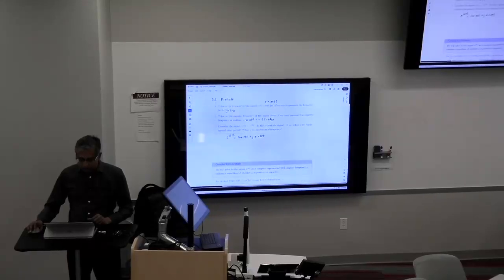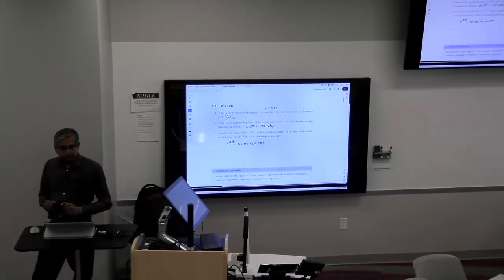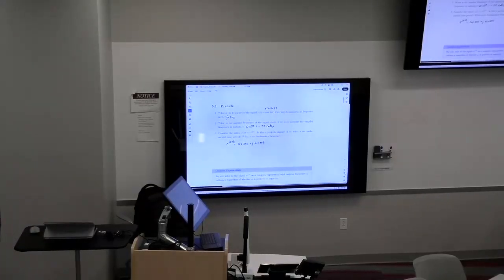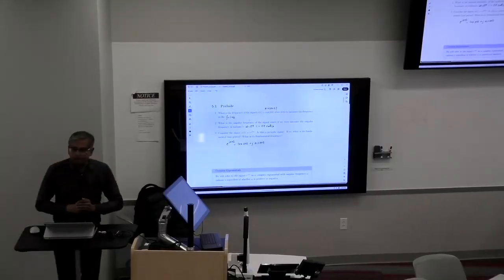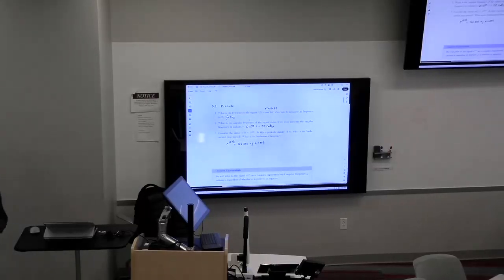So in general, if I have the signal e to the j omega t, so that is a complex signal, right? We will say that it is a complex exponential with a frequency of omega radians per second. Does that make sense? Now notice that omega can be positive or negative. So for example, if I had the signal e to the negative j 4 pi t, then I would say that the frequency is negative 4 pi.